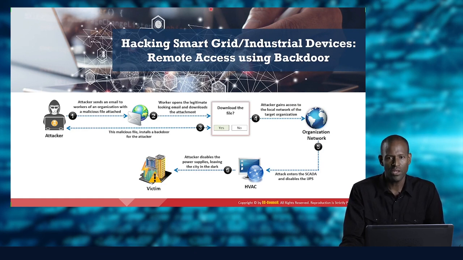Number one, in terms of how this usually works, is we need to get something on the inside in order to make this work. So what they're going to do is craft an email to a worker in the organization, and then the worker is going to open it and be fooled into running a file. And so that malicious file, that malware, reports back, and now the attacker has a back door installed inside the network. And then they can gain access to the logical network of that entire organization and then begin working on the SCADA.